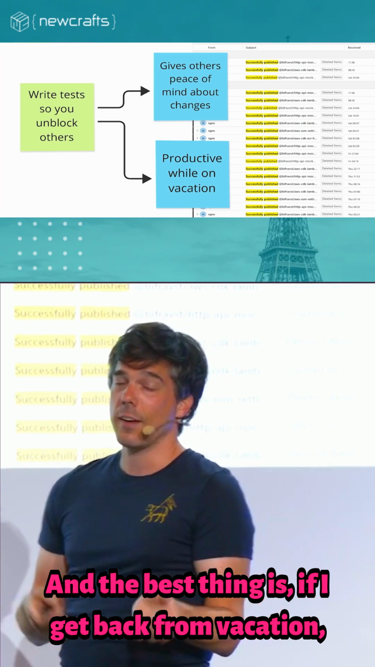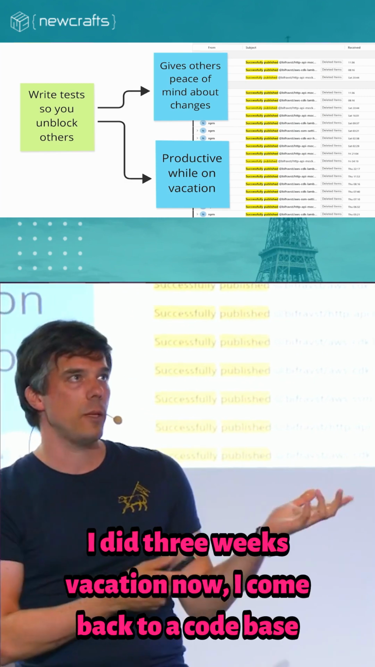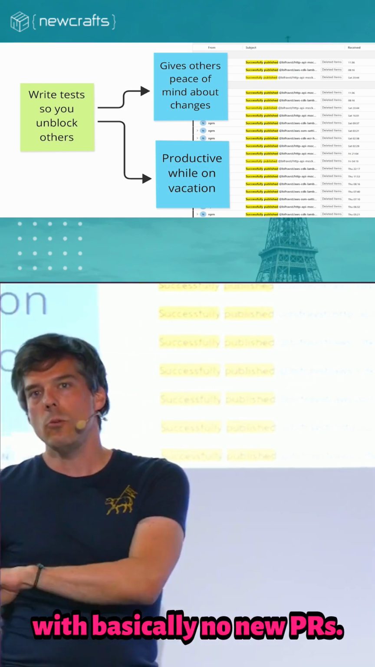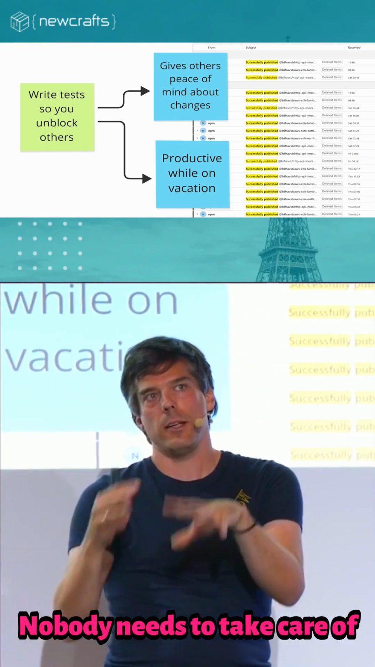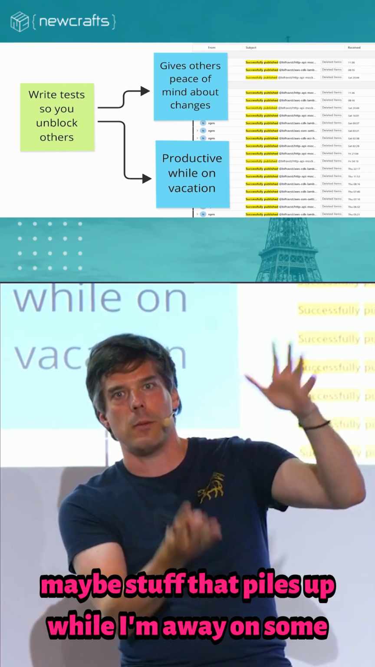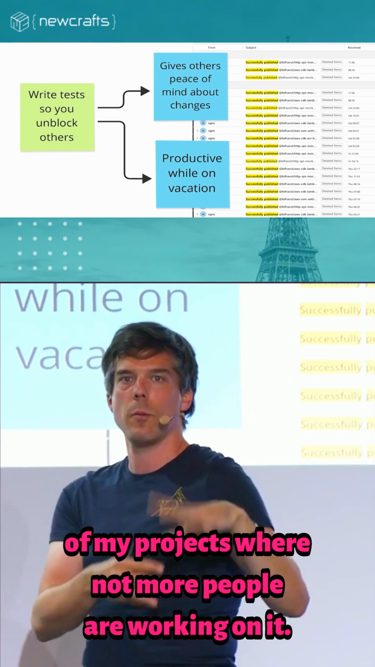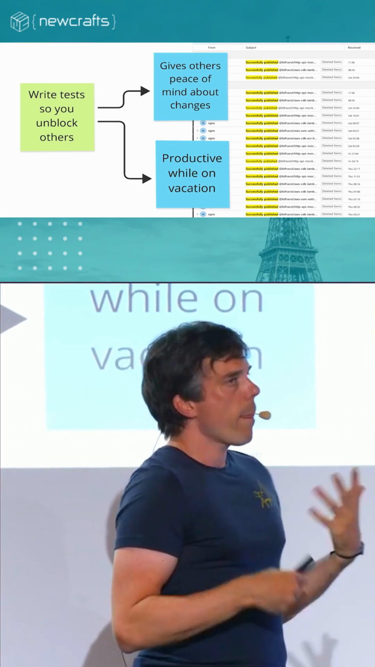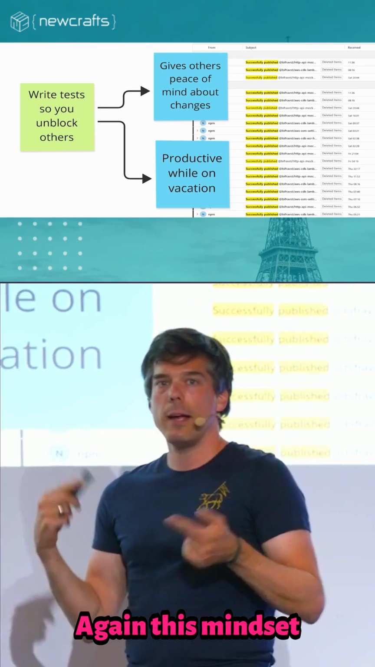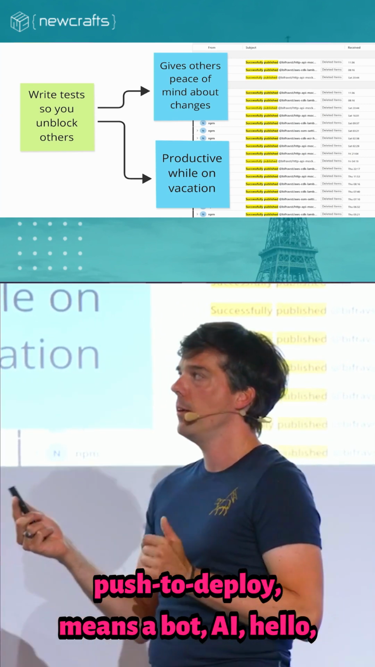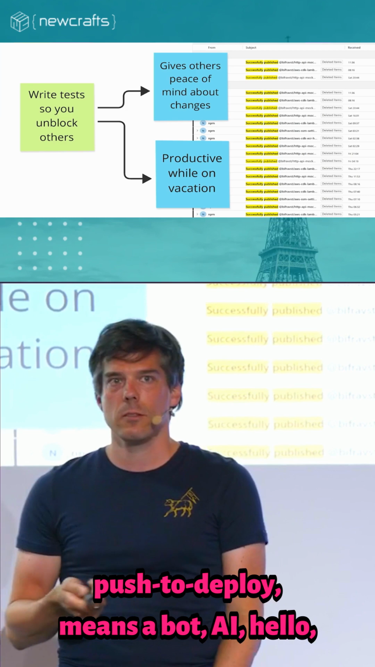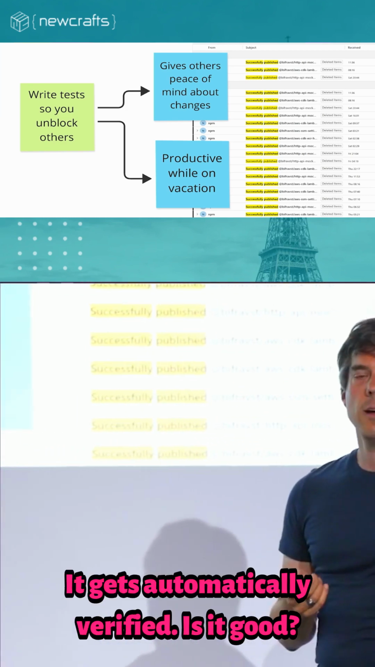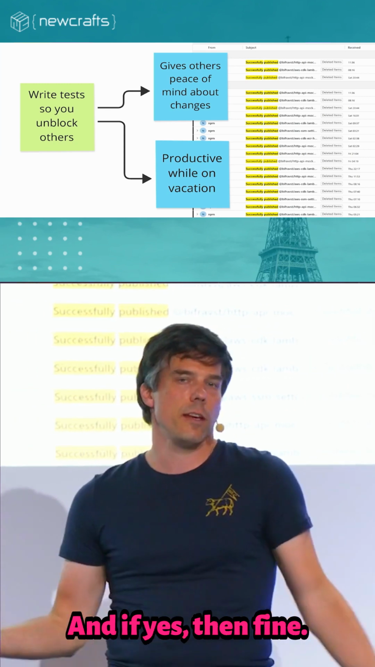And the best thing is, if I get back from vacation, I did 3 weeks of vacation now, I come back to a code base with basically no new PRs. Nobody needs to take care of stuff that piles up while I'm away on some of my projects where not more people are working on it. So again, this mindset, push to deploy, means a bot, AI, hello, a bot can create a commit, it gets automatically verified, is it good? And if yes, then fine.